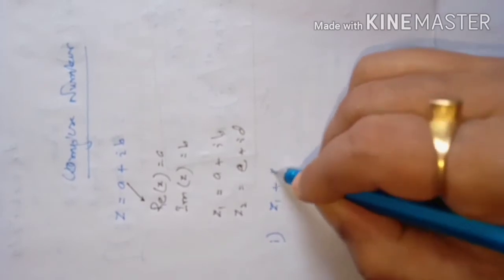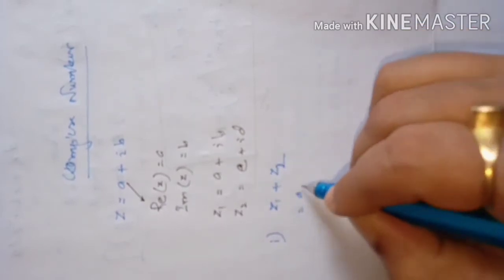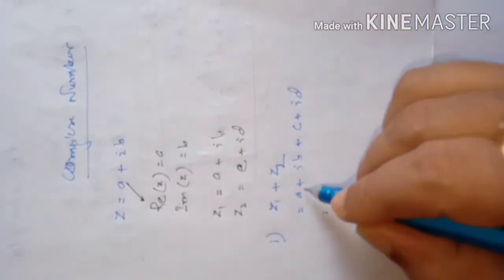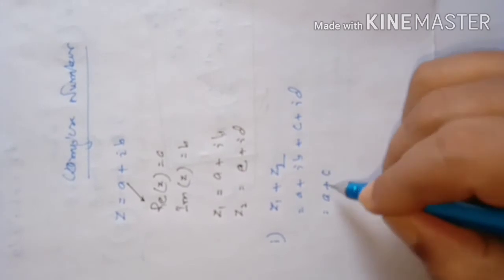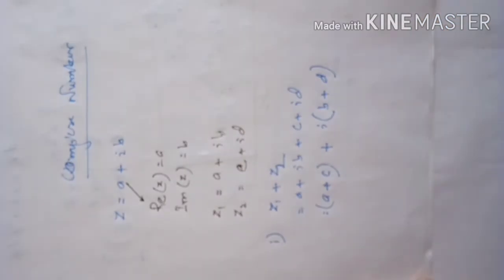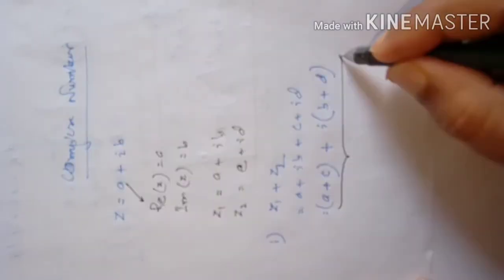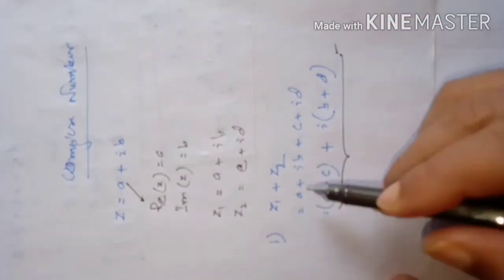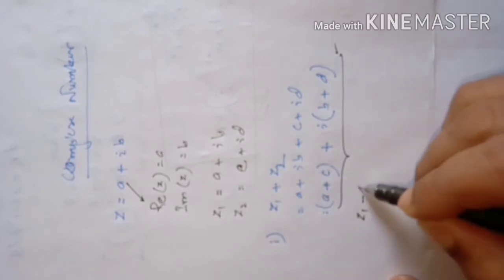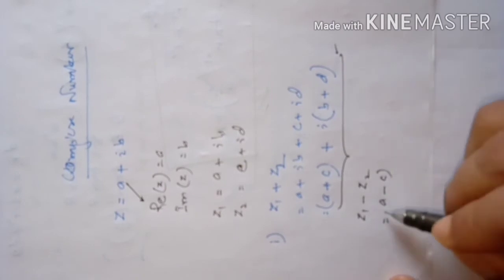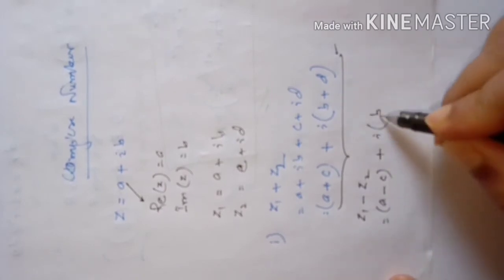I add Z1 with Z2, then I will get a plus iota b plus c plus iota d. The real parts a and c we add together, plus the imaginary part b plus d, so we add together. This is a new complex number. So like that, if we subtract, suppose Z1 minus Z2, then you will get a new complex number which will be a minus c plus iota (b minus d).